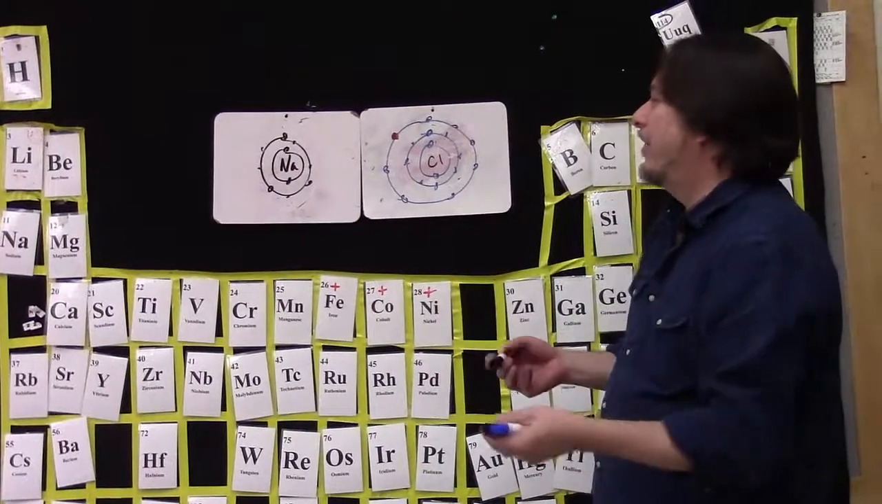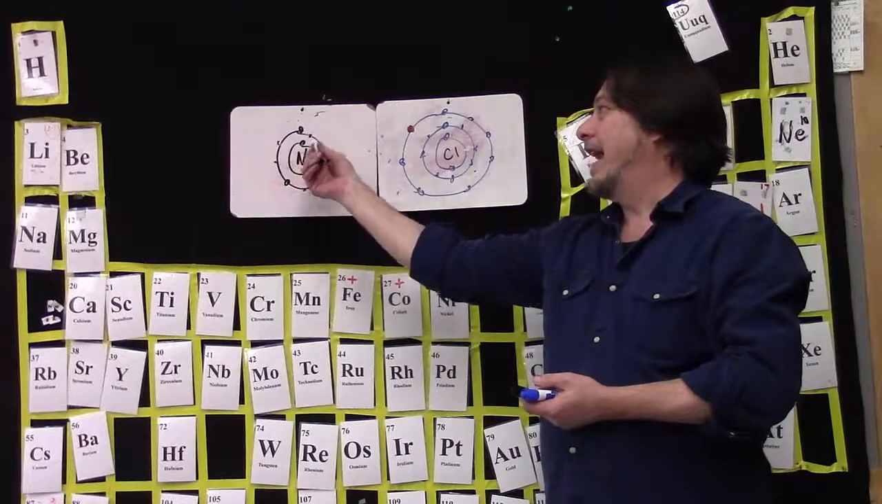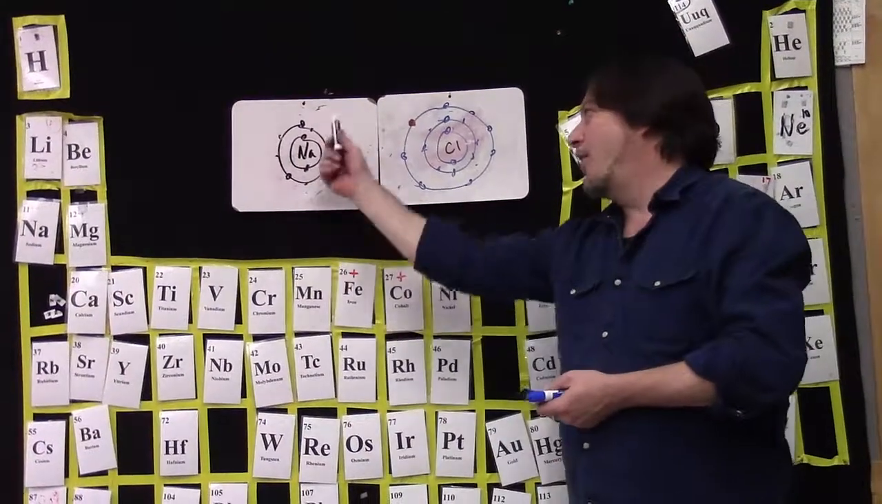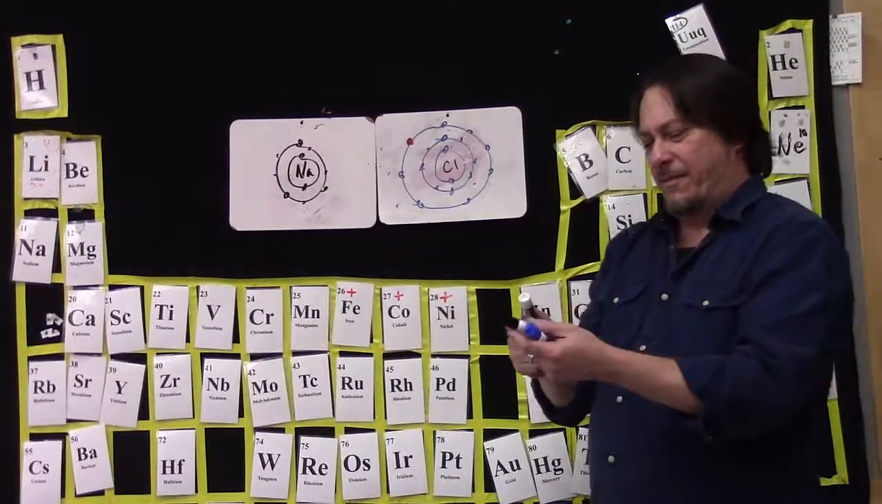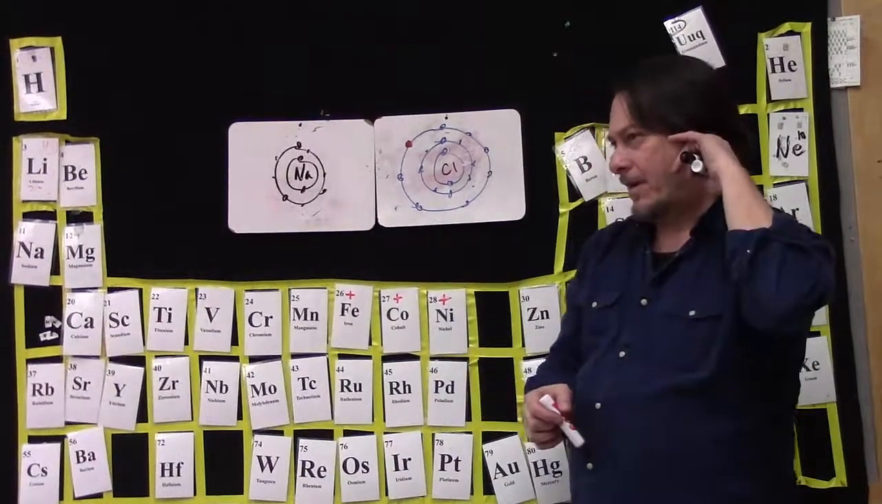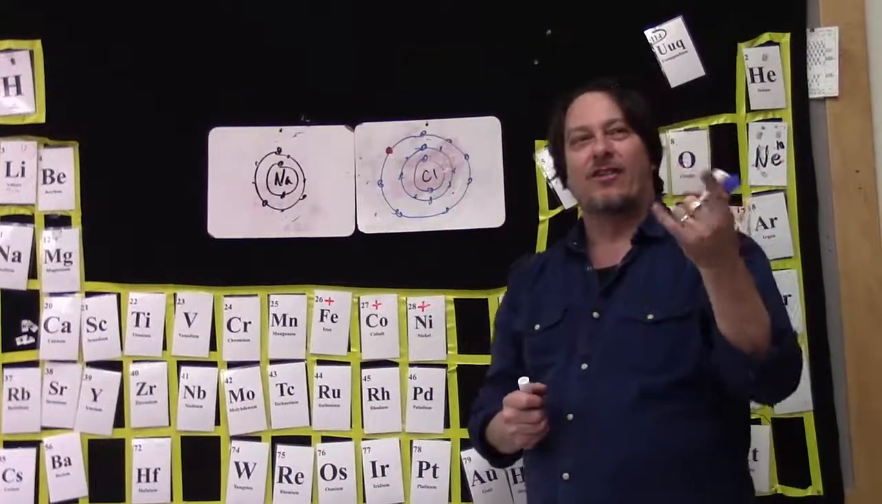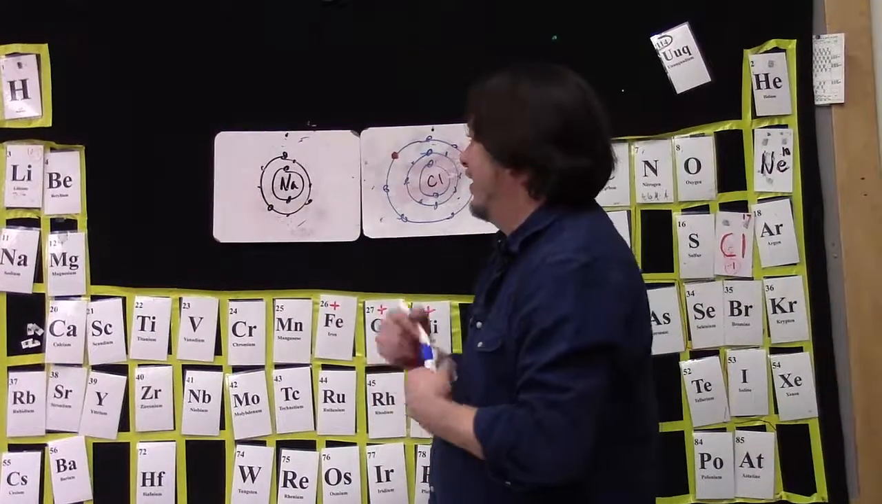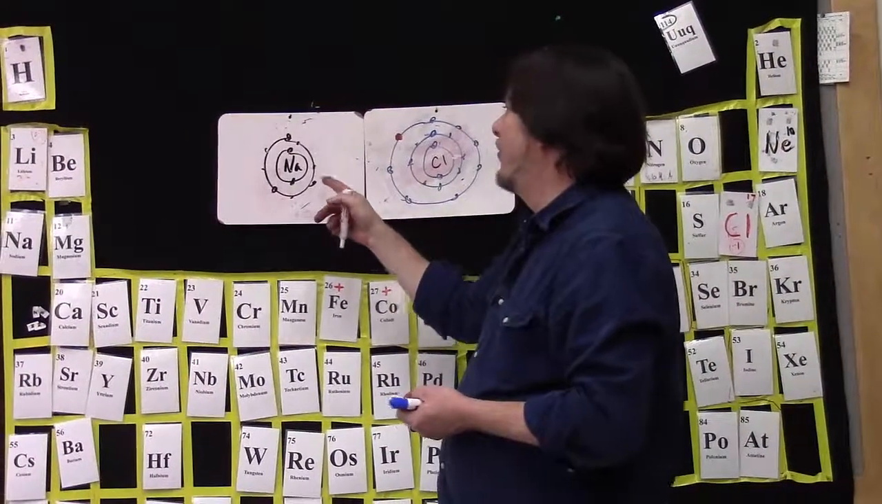But okay, let me ask you a different way. So we used to have 11 protons and 11 electrons. Now we only have 10. What does that change? It changes the charge. So think about it this way.